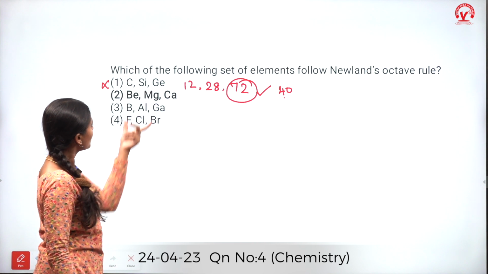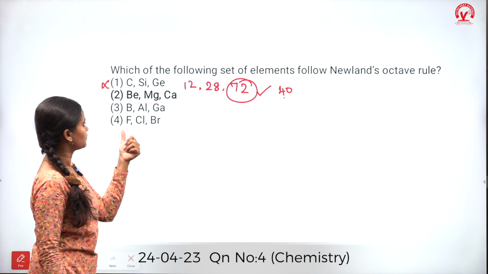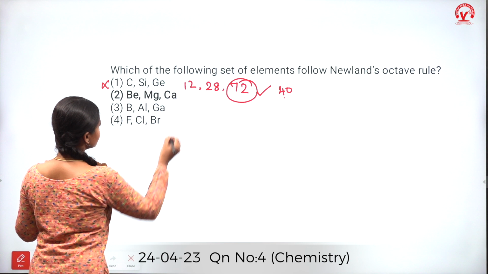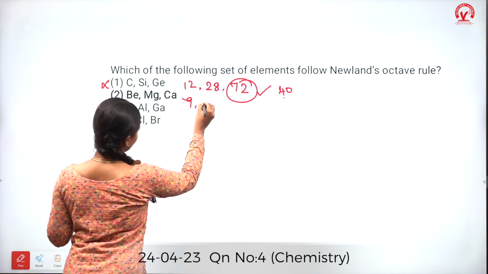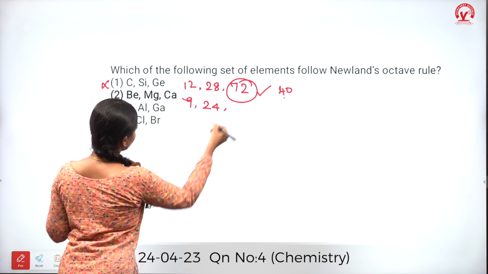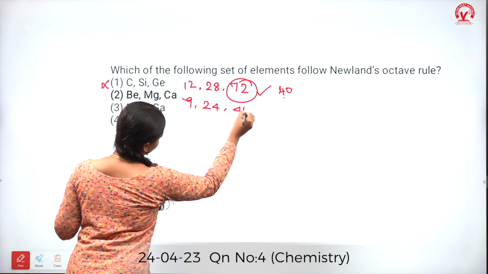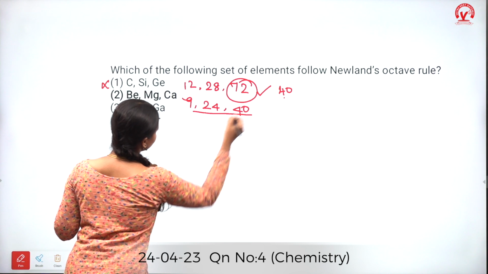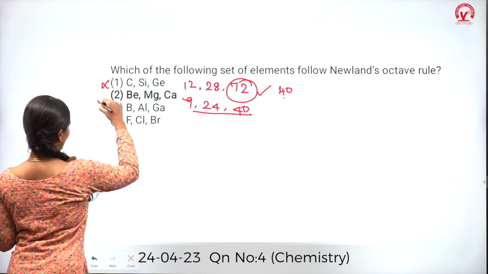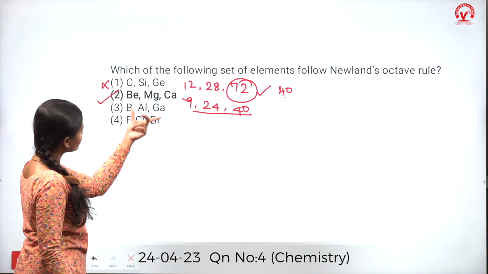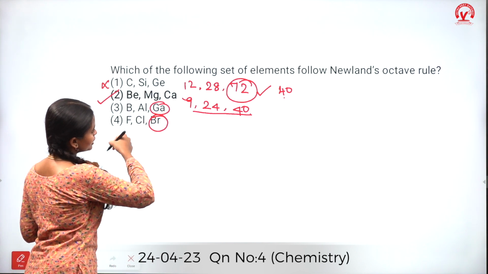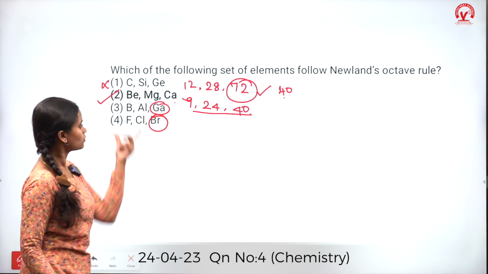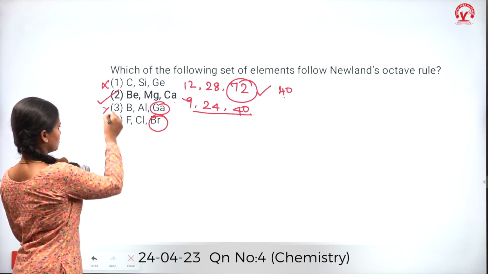In option 2, beryllium, magnesium, calcium. Beryllium's atomic weight is 9, magnesium's atomic weight is 24, and calcium's atomic weight is 40. So it comes under Newland's octave rule, so option 2 is correct. In options 3 and 4, gallium and bromine have larger atomic weights than calcium, so these are also wrong.